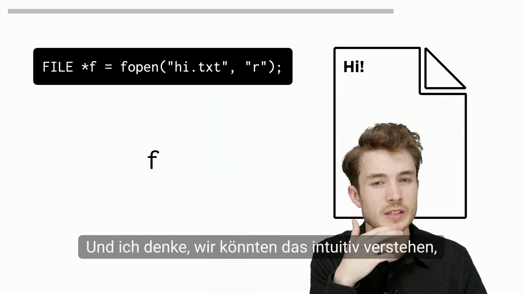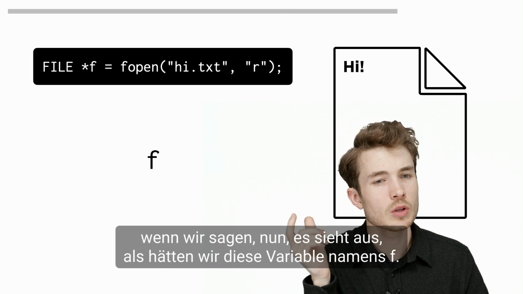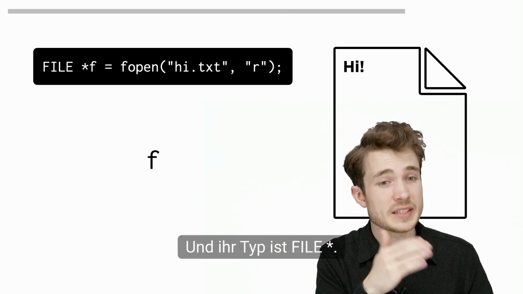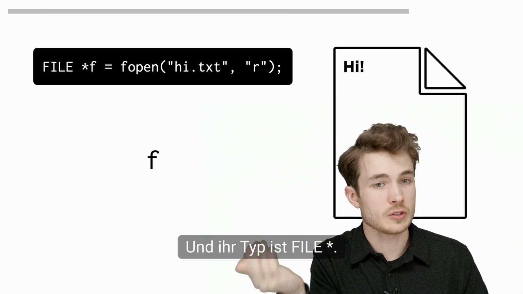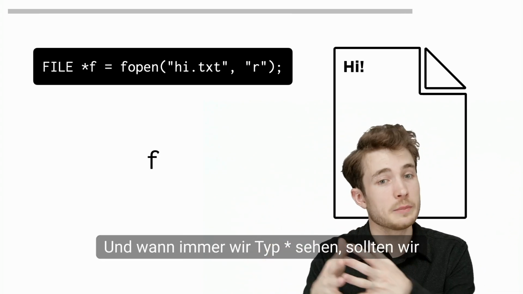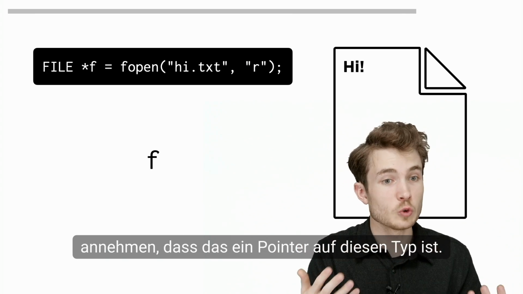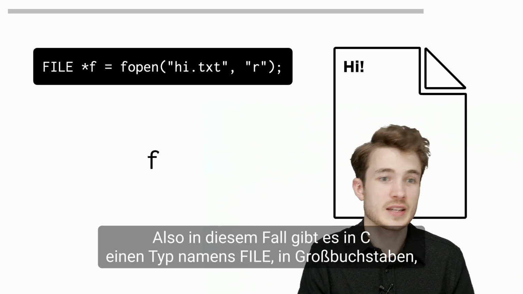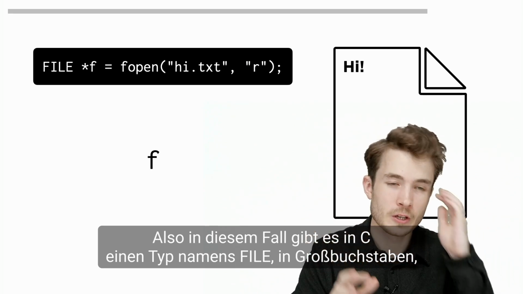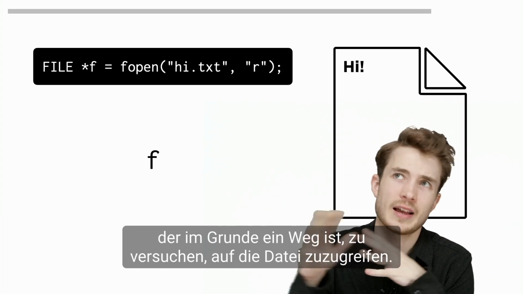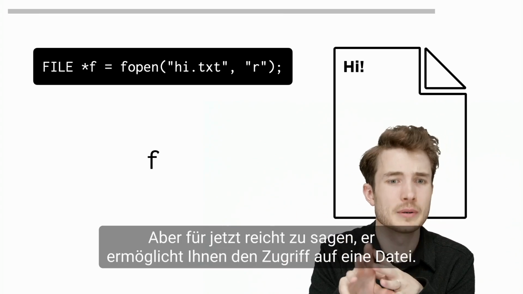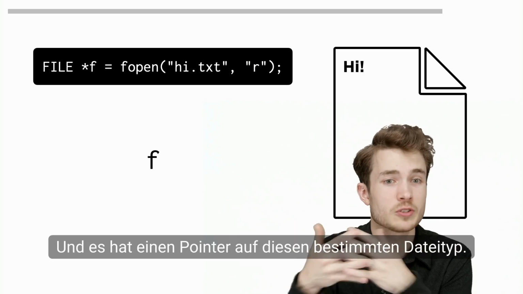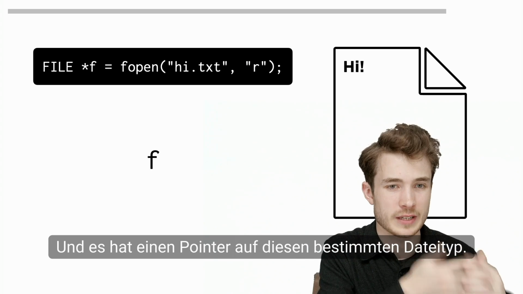And I think we could get this intuition-wise if we said, well, it looks like we have this variable named f, and its type is FILE star. And whenever we see a type followed by a star, we should assume that is a pointer to that type. So in C, there is a type called all caps FILE, which is basically a way of trying to access the file. It's a bit of a fancy type, but suffice to say for now, it allows you to access some file, and it has a pointer to that particular file type.